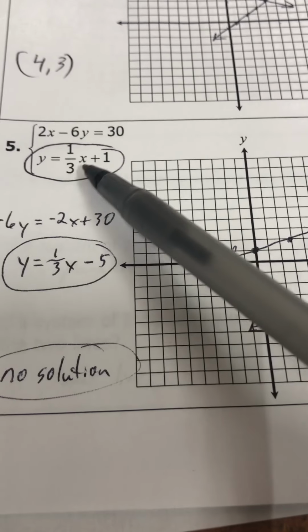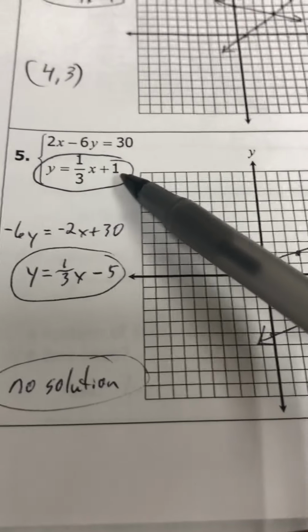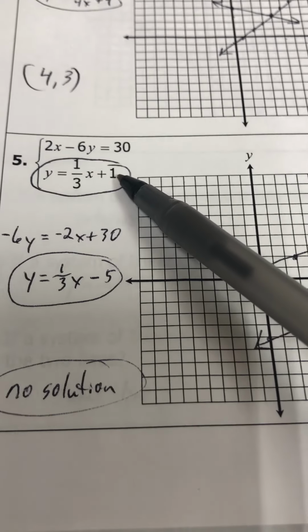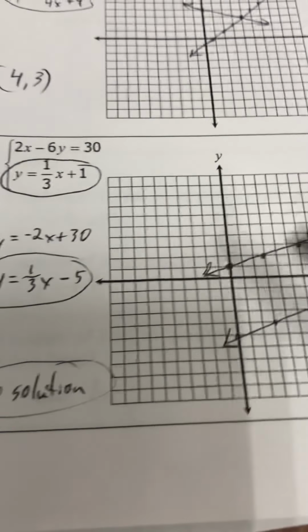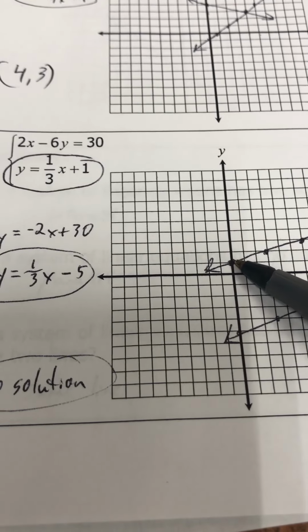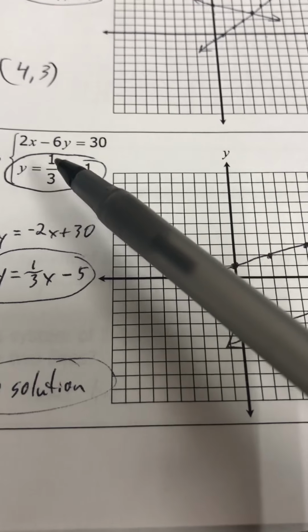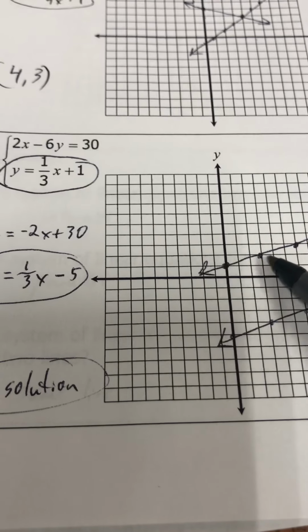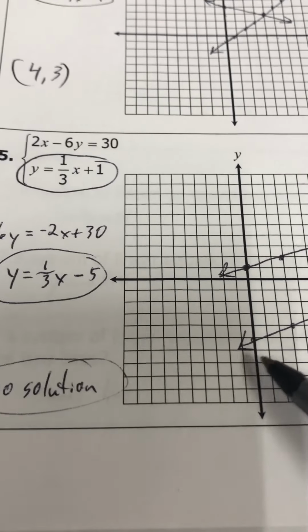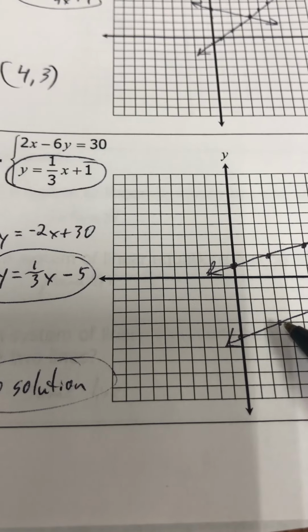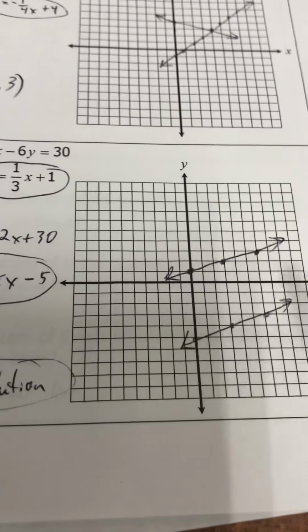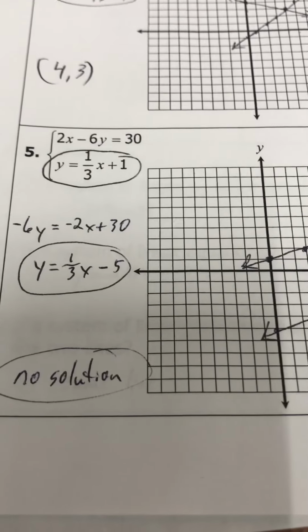Notice they have the same slope. So I went ahead and I went to the y-intercept. And I have a +1 and I have a -5 here. And then this one, it's going up 1 over 3, up 1 over 3. This one, from -5, is going up 1 over 3, up 1. They're never going to cross. They're parallel, so there's no solution.